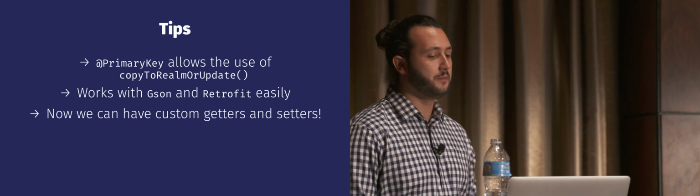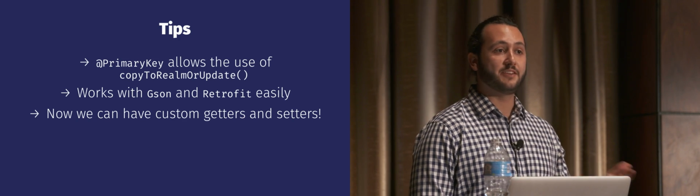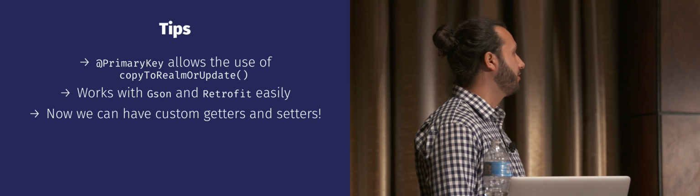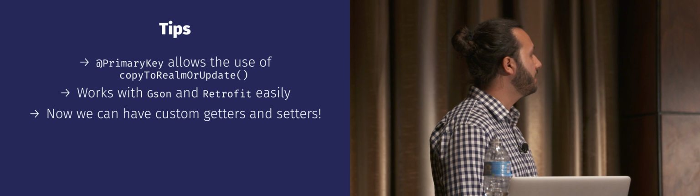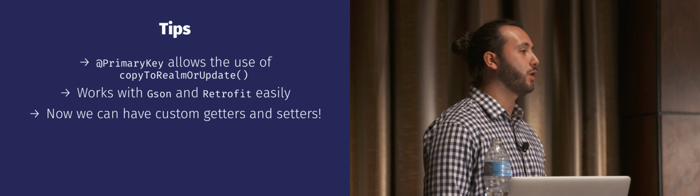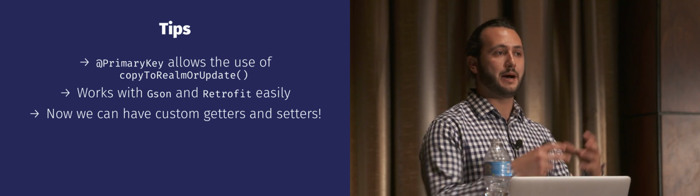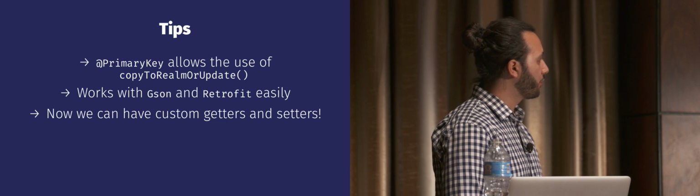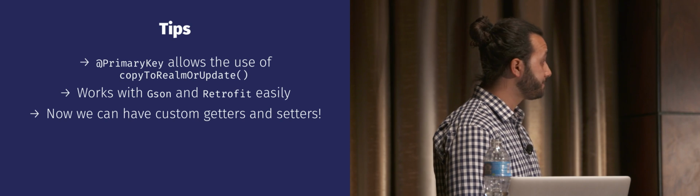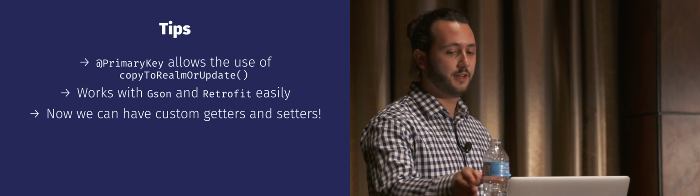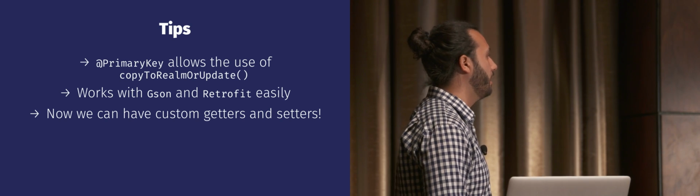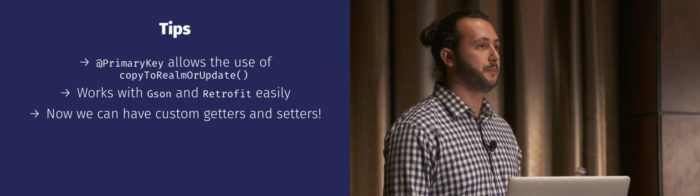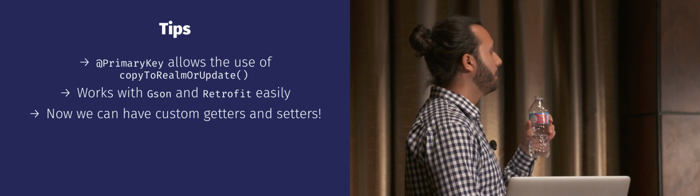Benefits and tips for Realm. If in your model you have an ID with a primary key annotation, so an ID of an integer, I think it also allows strings as a primary key, we can allow the use of copyToRealmOrUpdate, so we can update the same object in memory instead of creating new ones all the time. Realm works really nice with JSON and Retrofit, which we covered earlier, so that's nice. And with the newer version of Realm, we can have custom getters and setters. In other versions before that, we didn't have that ability, so this is a really nice bonus for us.